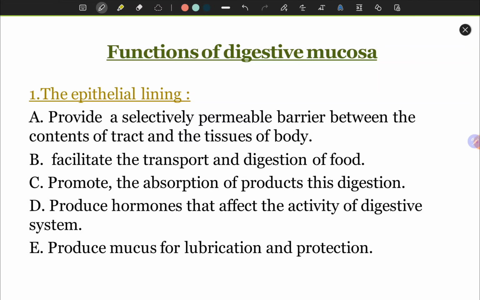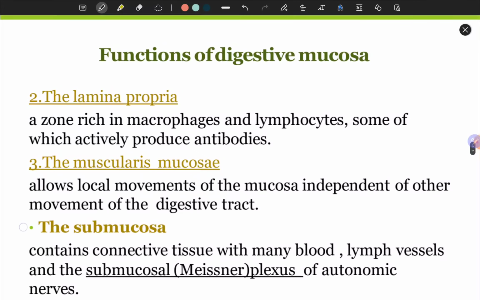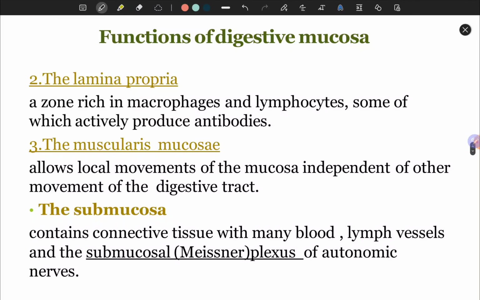Regarding the lamina propria, which comes beneath the epithelium, it is a zone rich in macrophages, lymphatic nodules, and lymphocytes. So it's part of the protection system or immune system in the tract. Later on comes the muscularis mucosae, which is a very thin strip of muscle, and usually this one is involuntary. It is a smooth muscle type, not skeletal muscle type.